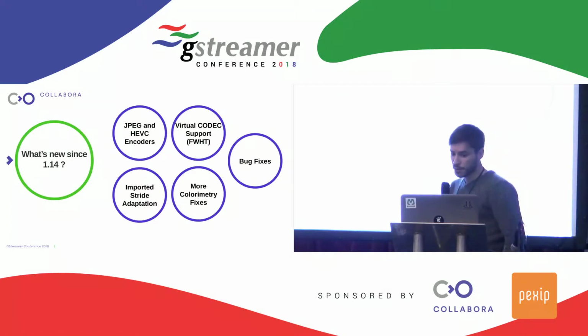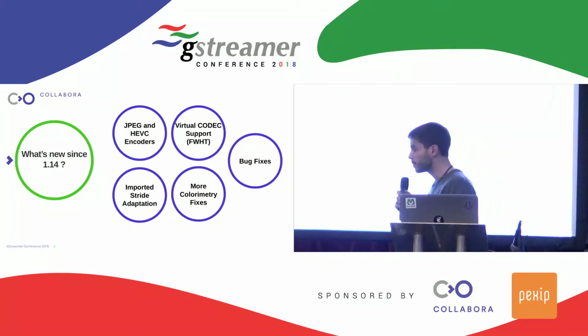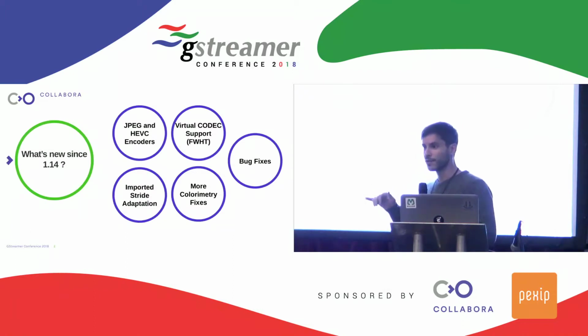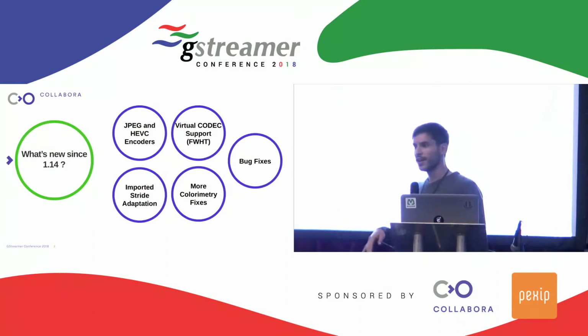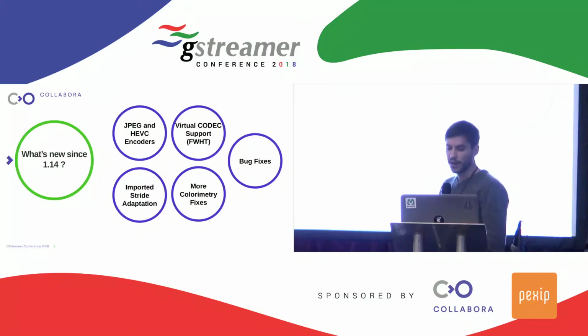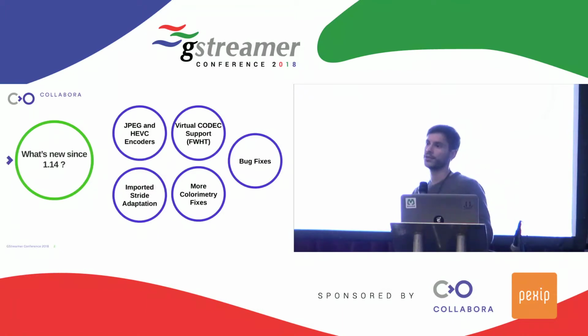We also have support for imported stride adaptation. It means that if your stride is weird and you import it into your V4L2 source, it will no longer look like crap. It will try to adapt to that screen, or it won't import it at all. There's more work to continue on that to get the sink implementation done. I'm still working on this. We're not yet at 1.16, so I have time.